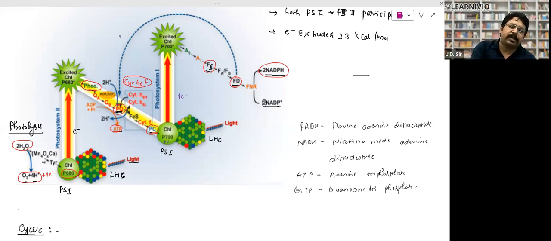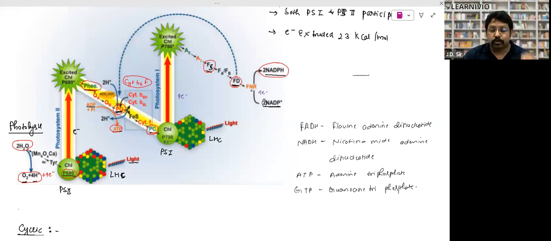From the electron acceptor, they will reach FeS. FeS is a protein. From FeS to FD, the ferredoxin protein. From ferredoxin, finally the electrons are accepted by NADP plus. These 4 electrons are accepted by NADP plus and converted into NADPH.